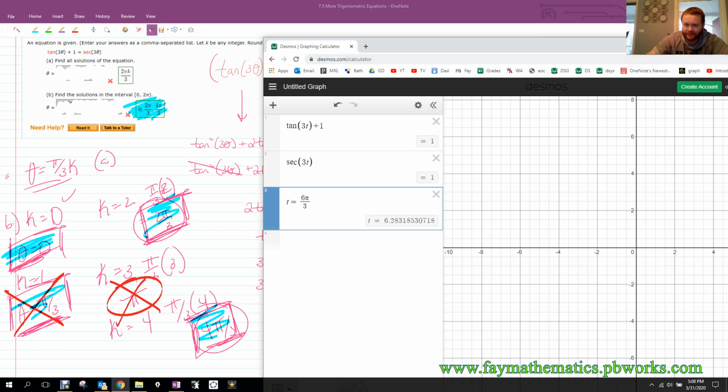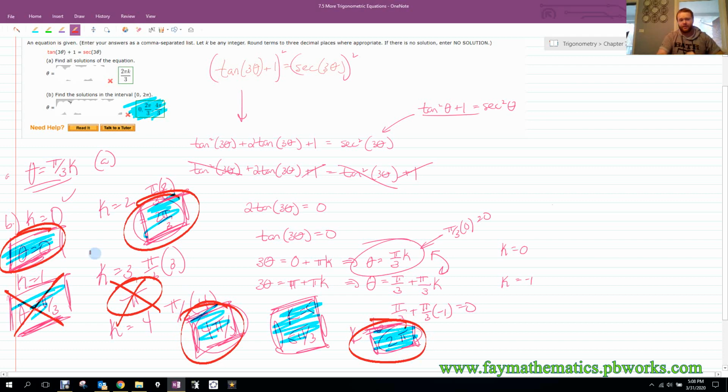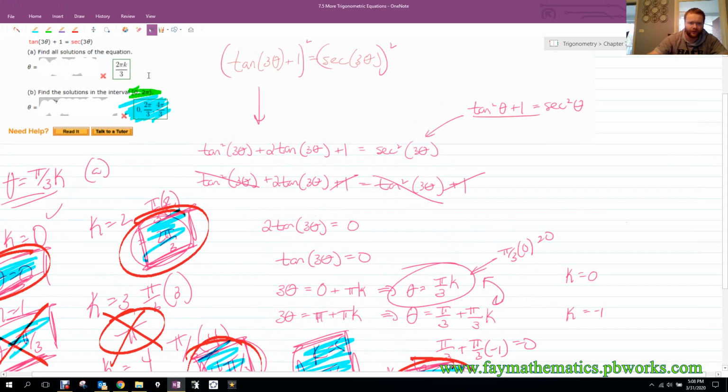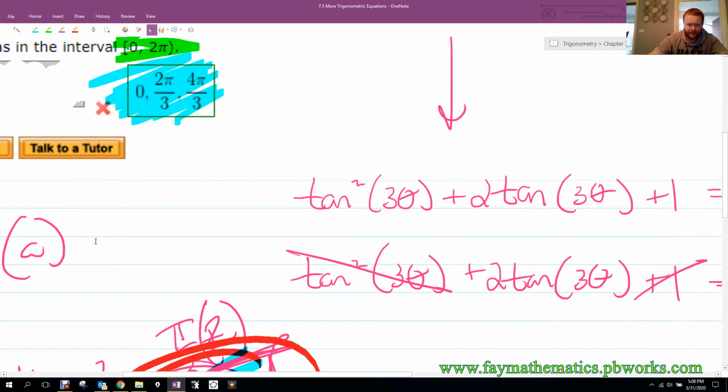Now here's the thing. We got 0 to work, 2 pi over 3 to work, 4 pi over 3 to work, and 2 pi to work. We got those 4 to work, okay? But 2 pi is not part of our answer. Why is 2 pi not part of our answer? Look at that interval right there. Zoom in on that for you. You see it is a parenthesis, so you do not choose it.